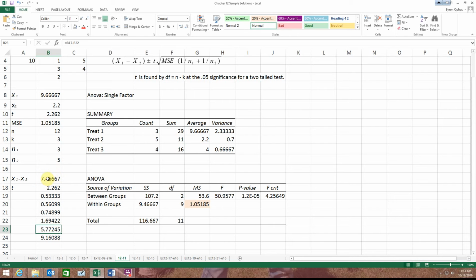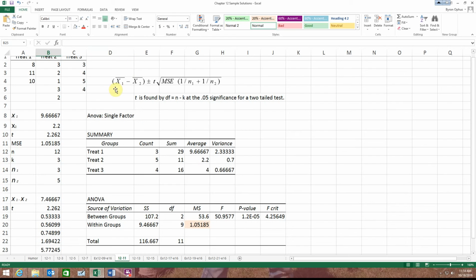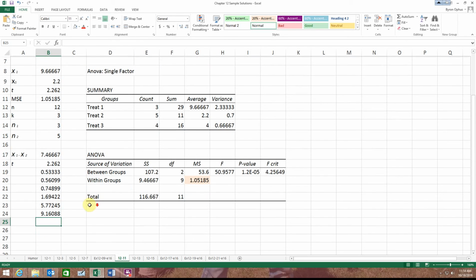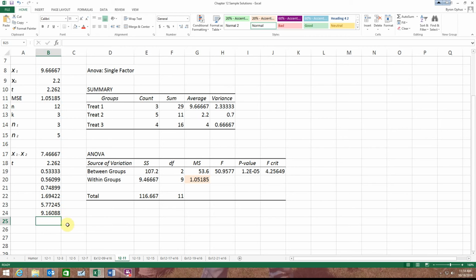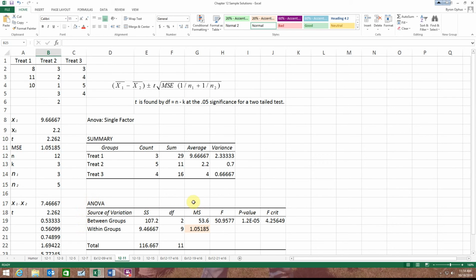7.466667, or about 7.5, plus or minus t times whatever I came up with here, which is 1.69. So I end up with this equal to this minus this one, and on the other end, this is equal to this one plus my calculated deal. So I come up with my answer to this equation: it's between 5.77 and 9.16. What does that mean?